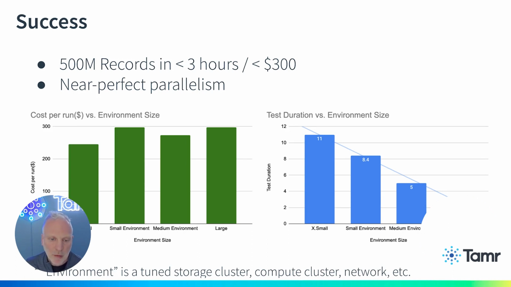But for the duration of the run, we accrue all of the charges across all the different pieces of that environment, total all those charges, and you can see that the per run cost is relatively steady at about $300, while the runtime is decreasing. This shows that we are efficiently using the additional scale-out resources available in those larger environments.